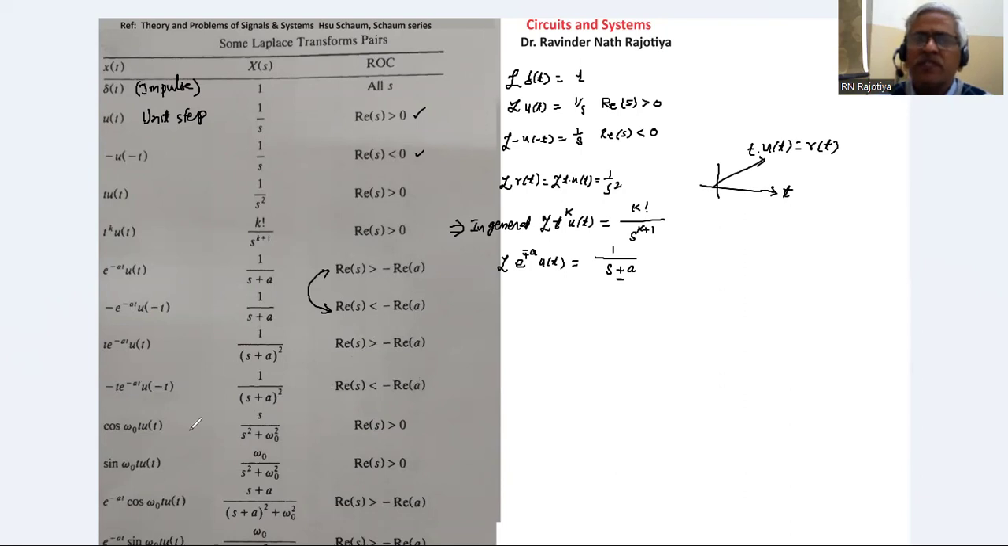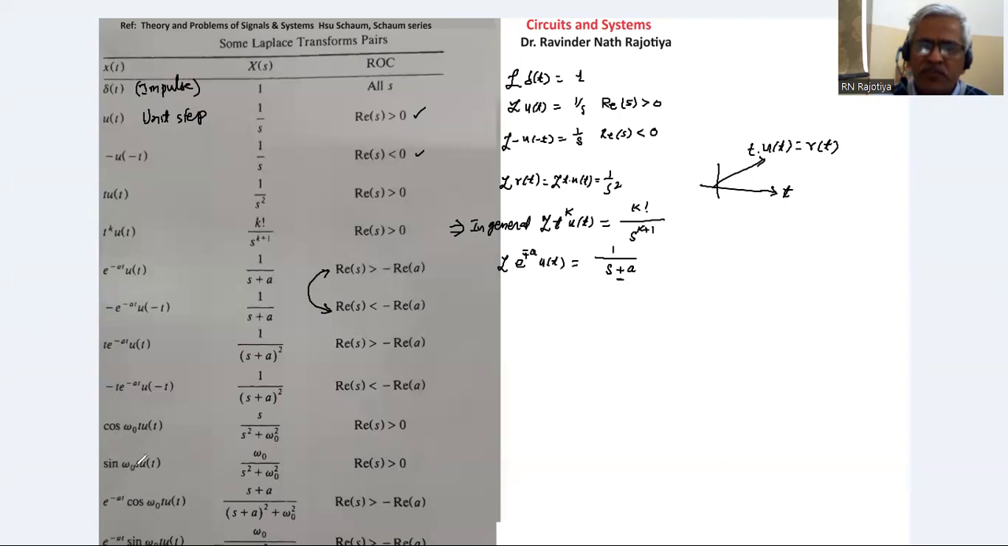Then you see the Laplace of the sine and the cosine functions. The Laplace of the cosine function is equal to S over S square plus omega square, and the Laplace of the sine function is omega over S square plus omega square, for real part of S greater than 0 for calculating the ROC.